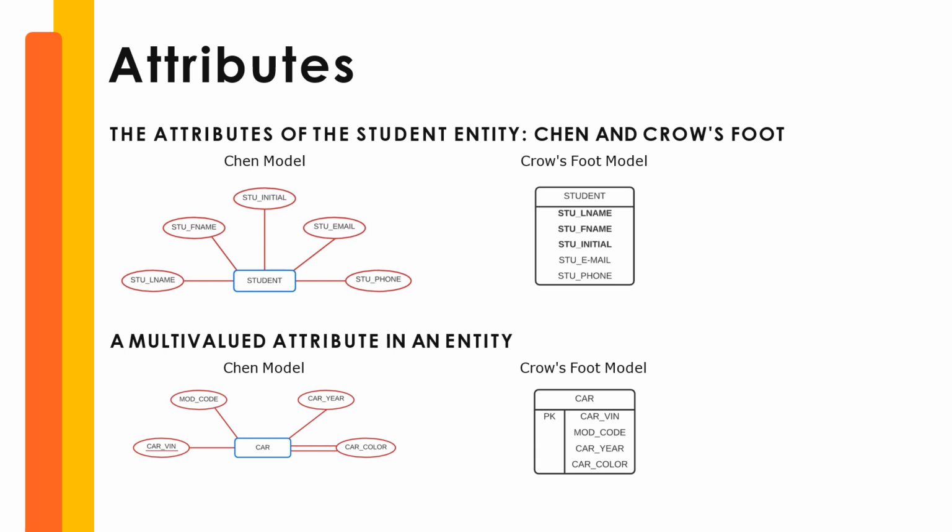If you have attributes that are multi-valued, you can see in the Chen model that you have two lines to indicate that it is multi-valued, which is none in the Crow's Foot model. But in the Crow's Foot model, if something is a primary key, you can specify it as PK. In the Chen model, if something is a primary key, you can just underline the name of that attribute.